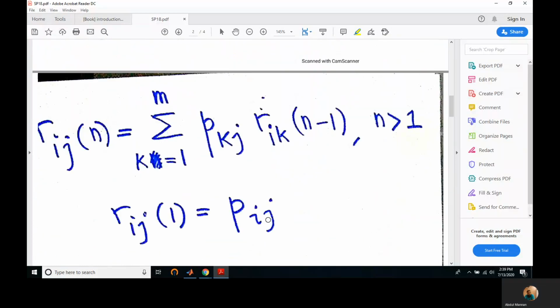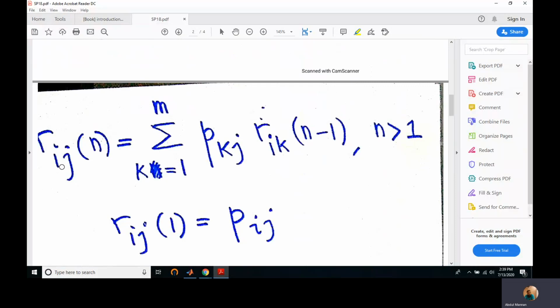Now let's move to the formula for n-step probability Rij of n that we studied in a couple of lectures before. This n is the time n, and j is the targeted state where we want to be at time n, and i is the initial given state at time t equal to 0. So this gives us the probability of being at state j at the nth time step, given that at time 0 you are at state i.